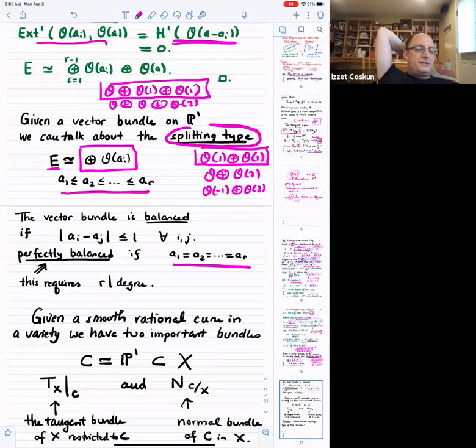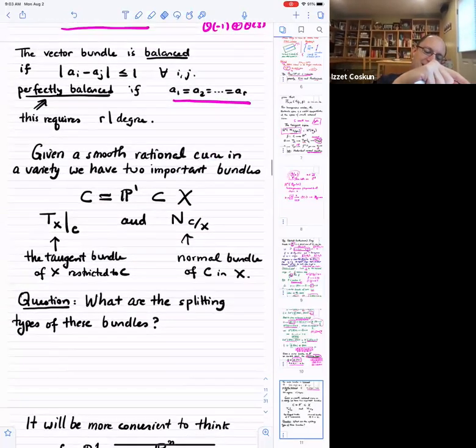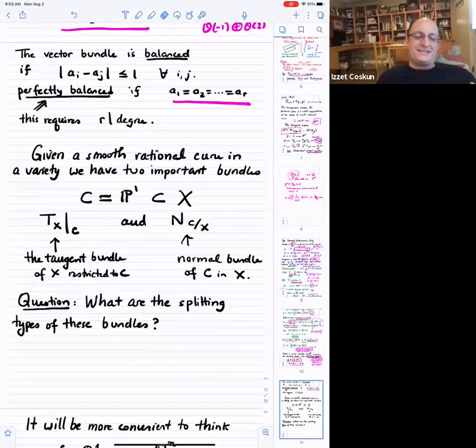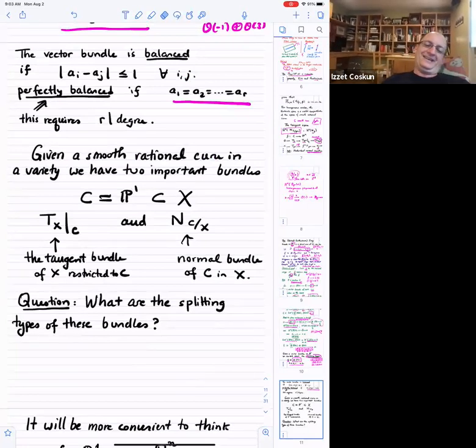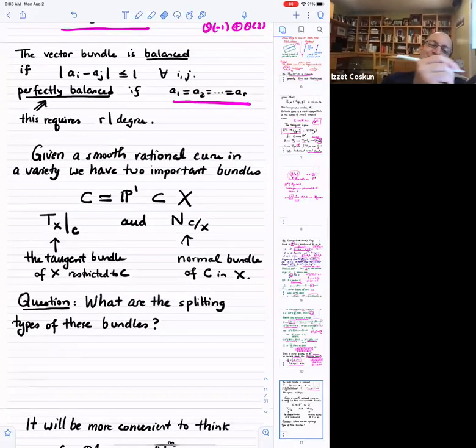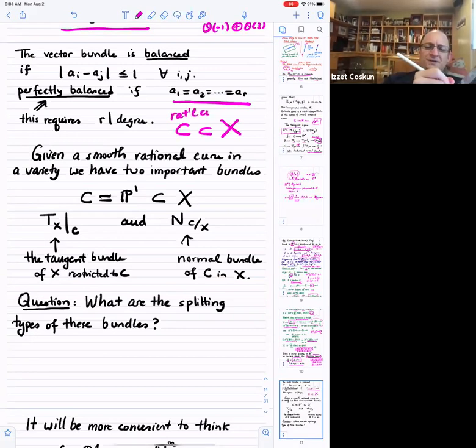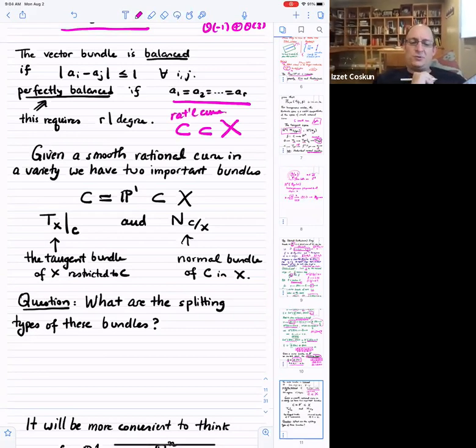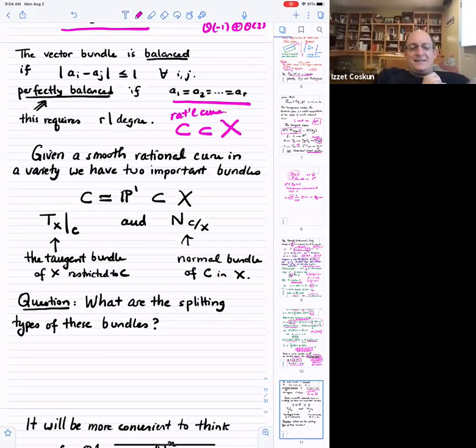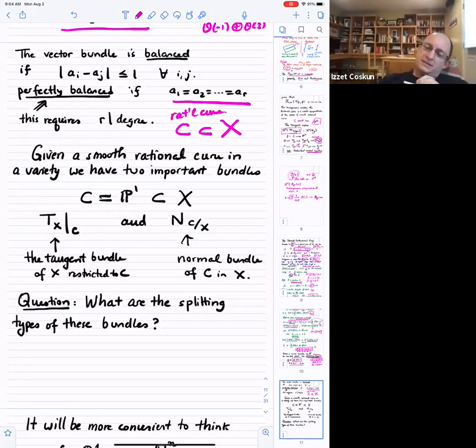Okay. So this is a little background on vector bundles on P1. So now let's go back to our questions. So we have some sort of variety. Say that you have X, some sort of smooth projective manifold, and we have our rational curve in here. So this is our rational curve, smooth. Okay, smooth rational curve. So then you see there's some bundles associated to the situation, right?